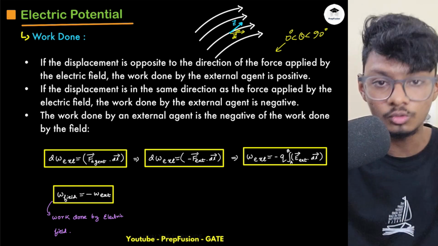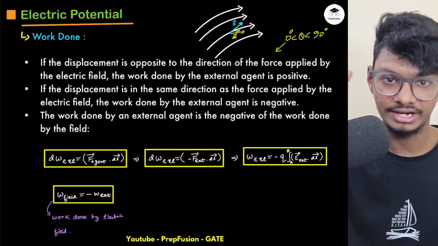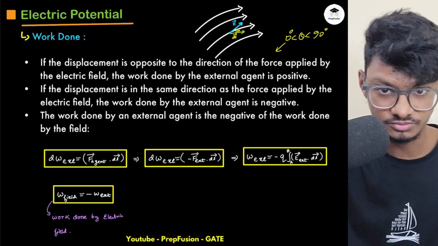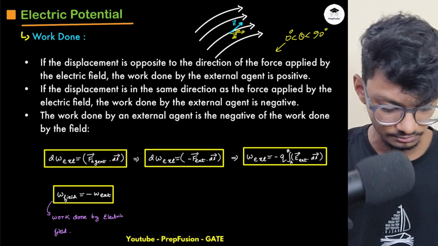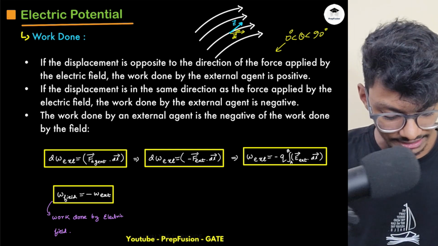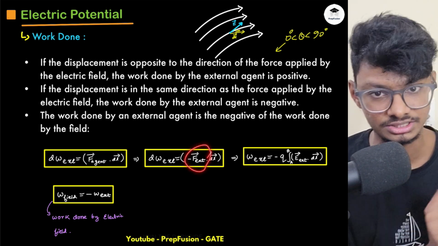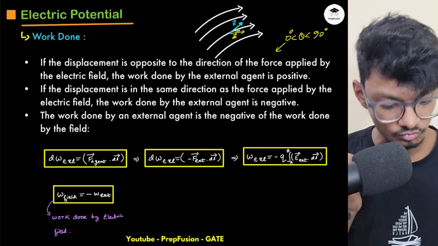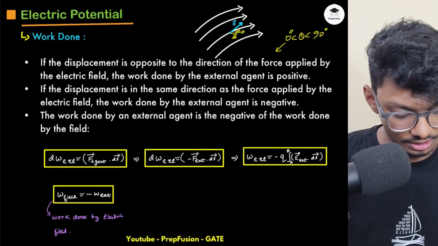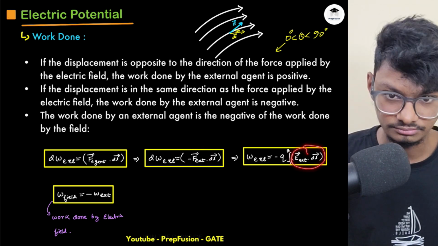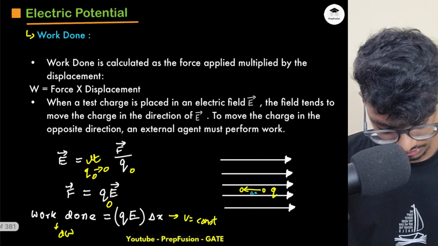So these things you should know. You should basically have an idea. No need to mug up, but know conceptually why this is happening. Now I know what F external is, and I know what F electric field is. What is F electric field? It is simply Q E dot dl. This I have derived from here.